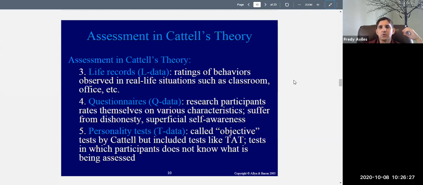So life records, L data; questionnaires, Q data, right? And personality tests, call that T data, T for test. L data, Q data, T data.